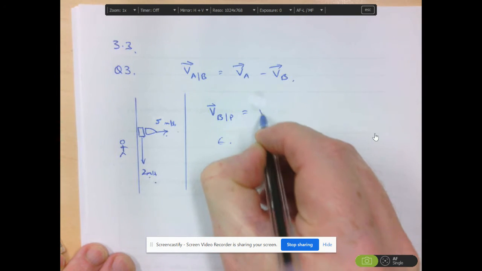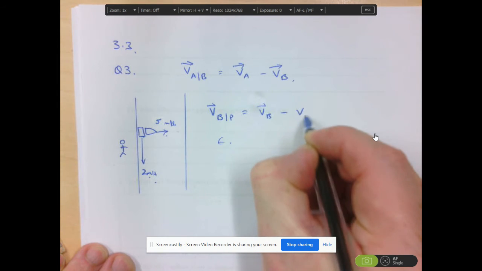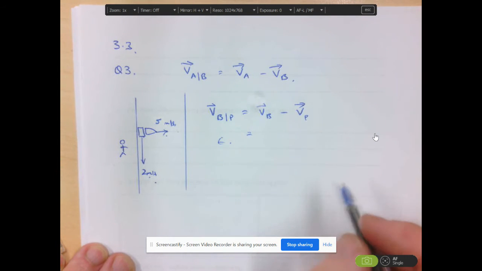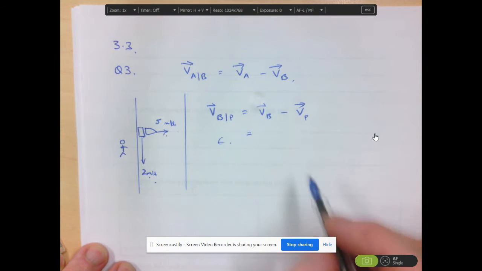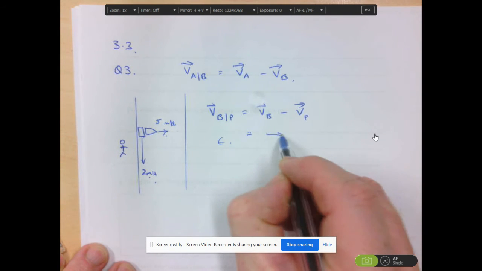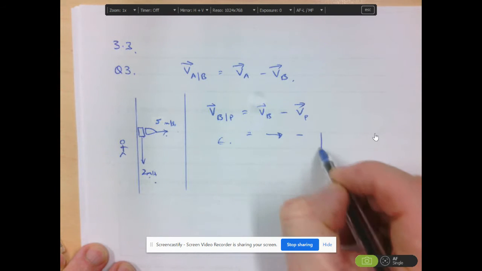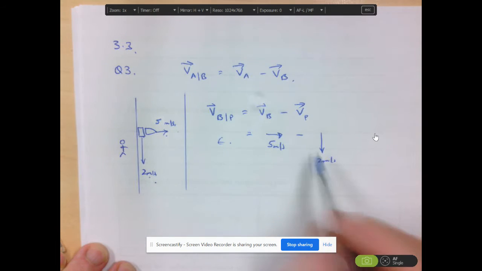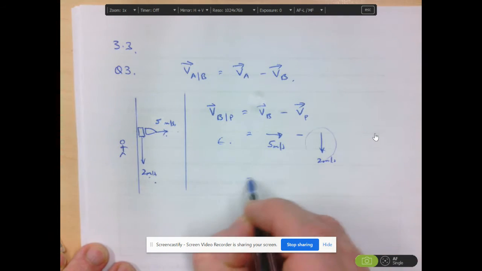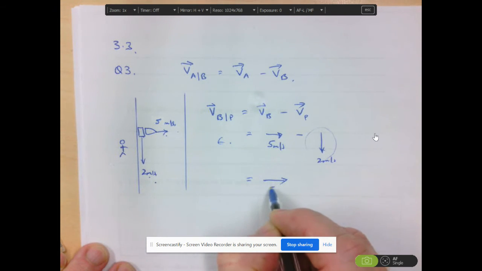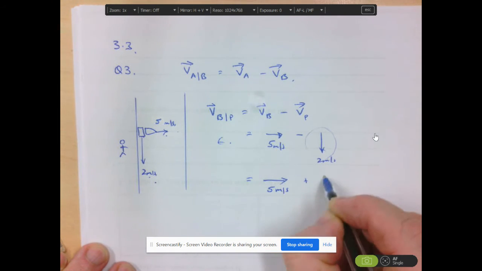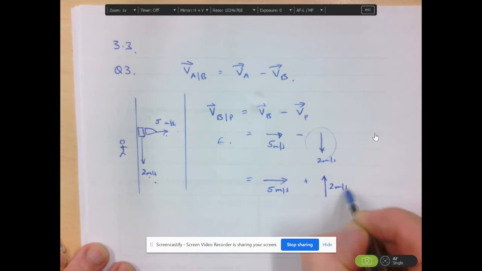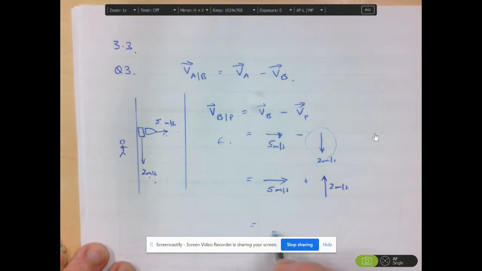So that would be the velocity of the boat minus the velocity of the pontoon. Okay, so it would be the 5 meter per second vector. So it's this vector minus that vector. So that's the 5 meters per second minus the 2 meters per second. To subtract these two vectors, I would have to add the negative of the second vector. So it's the 5 meters per second adding with a 2 meter per second in the opposite direction. So that would be that plus that.